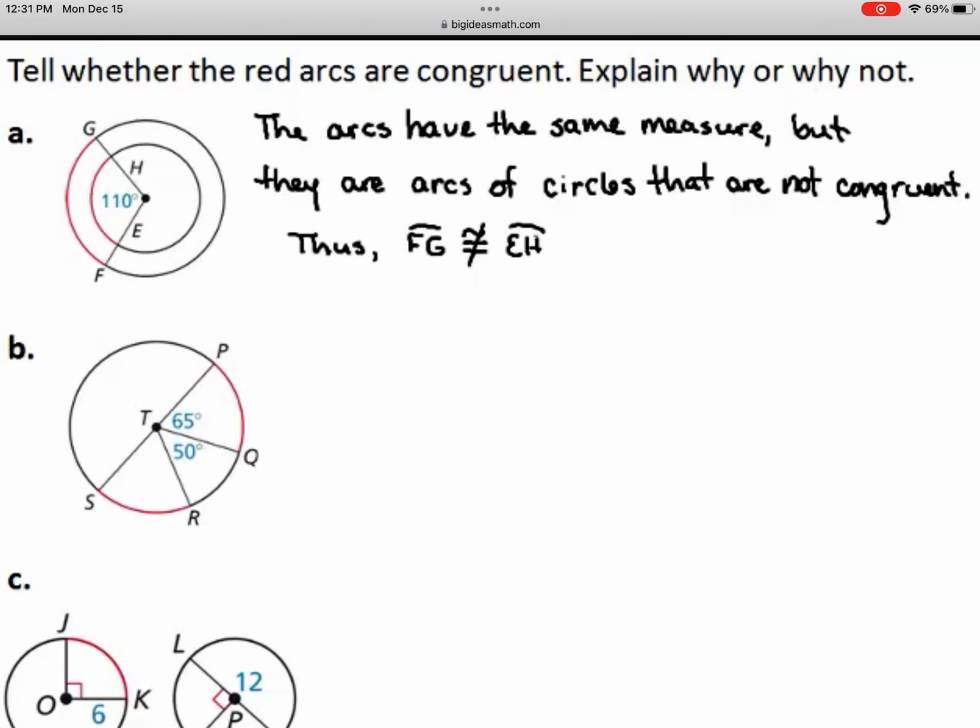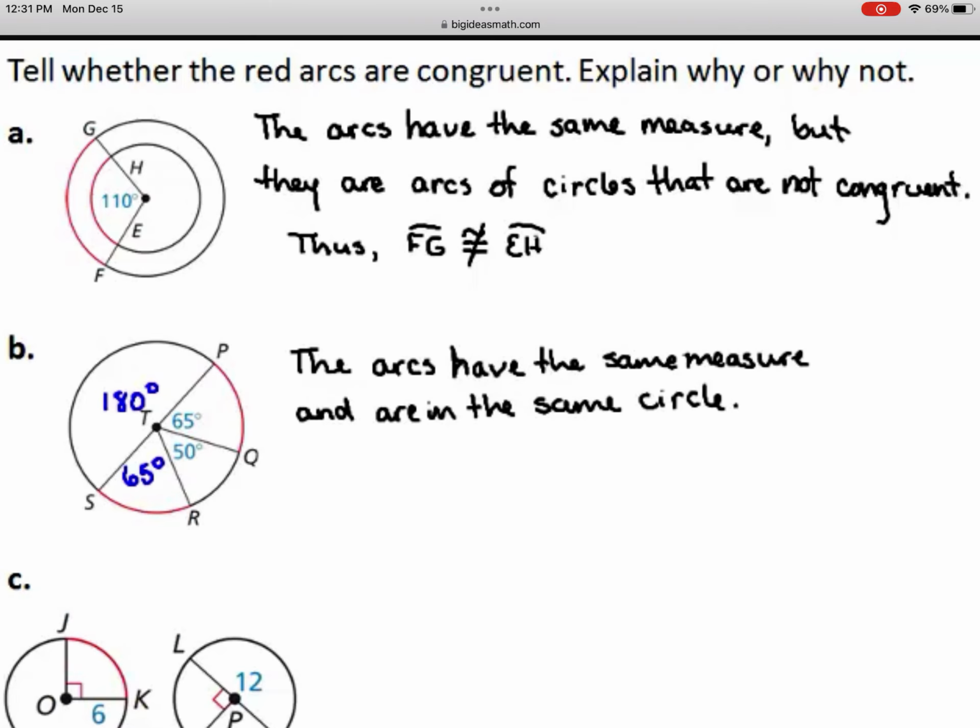Part B. Looking at the diagram, notice that line segment PS is a diameter, which makes the measure of arc PS 180 degrees. Then to find the measure of arc SR, subtract the three known arc measures from 360 degrees, which gives that the measure of arc SR is 65 degrees.